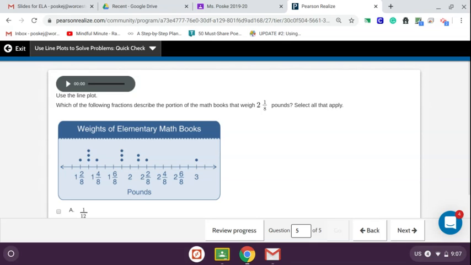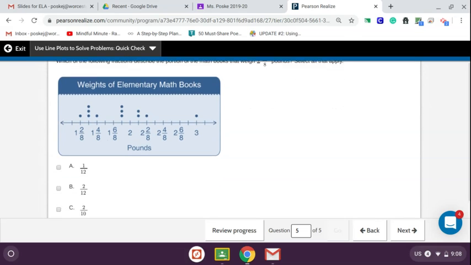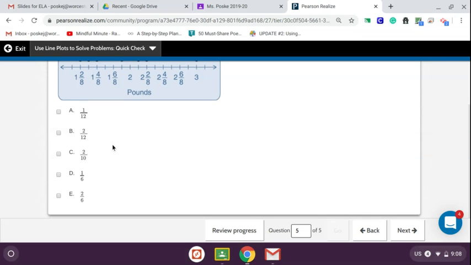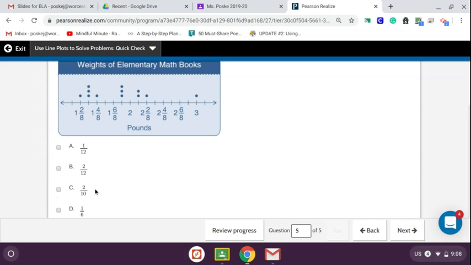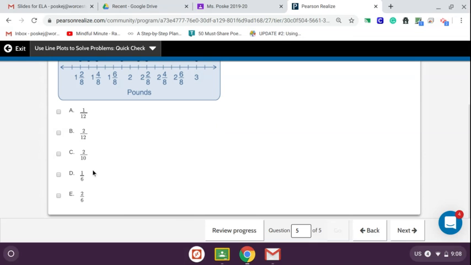Which of the following fractions describe the portion of the math books that weighs this? Okay, select all that apply. Think about what that means. Okay, and you see these fractions here. Well, how many weigh this much? There's 2. Okay, so you would be looking for a number 2. I see a 2 on top here. I see a 2 on top here. And I see a 2 on top here. So that eliminates A and D.